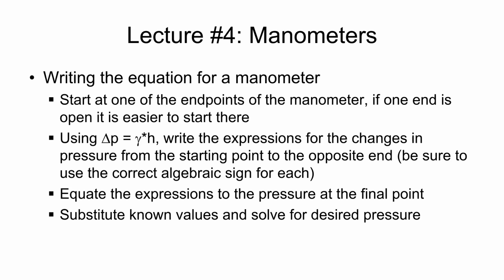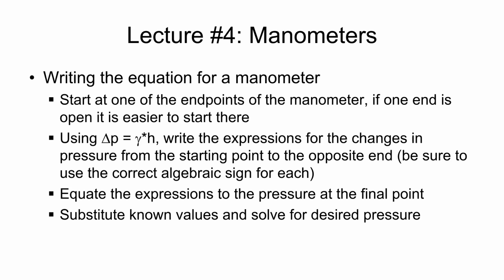And what we do is use our relationship that the change in pressure is equal to our specific weight times height, or delta P is equal to gamma times H. We can write out our equation in terms of the expressions of pressure for each of our different heights of fluid that we have. One thing we want to make sure of, though, is that we use the correct algebraic symbol for each value that we put in, because on this manometer, we're going to have fluids on both sides, and the pressure on one side of the manometer is going to counteract the pressure on the opposite side of the manometer.